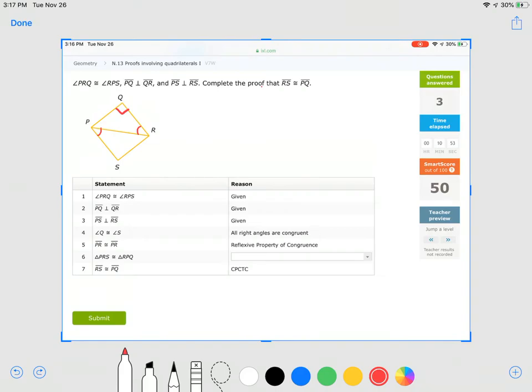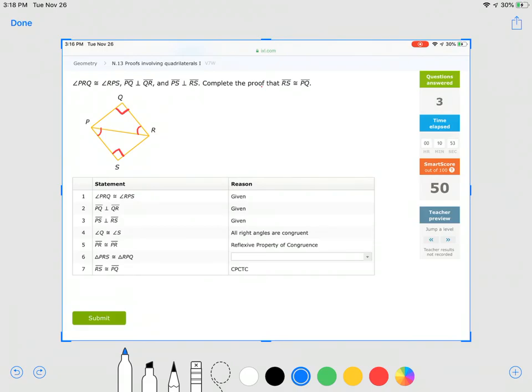Okay, and then it says PS is perpendicular to RS. PS is over here, RS, so this is 90 degrees. Certainly looks like a rhombus. It says complete the proof that RS is congruent to PQ. Complete the proof that this is congruent to this. Let's erase that before I make the mistake of thinking that's one of the things that are congruent rather than what we have to prove.